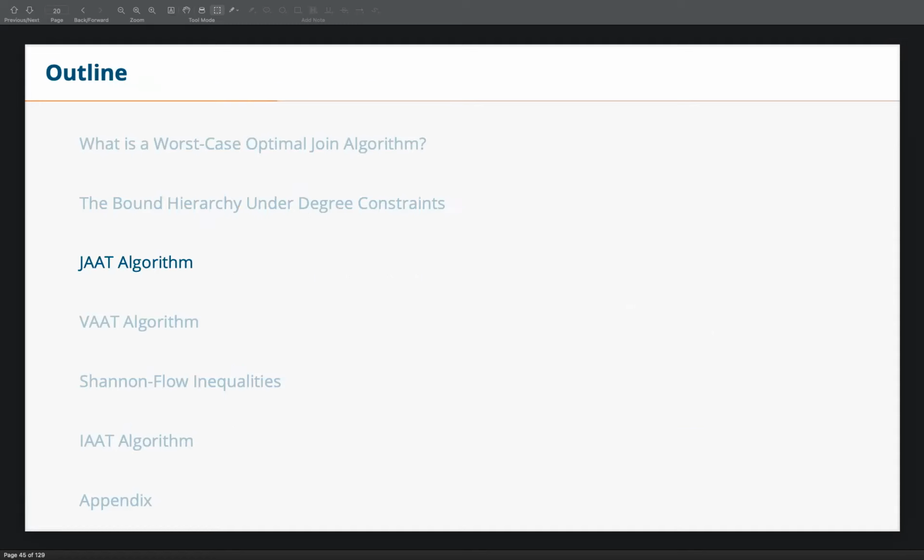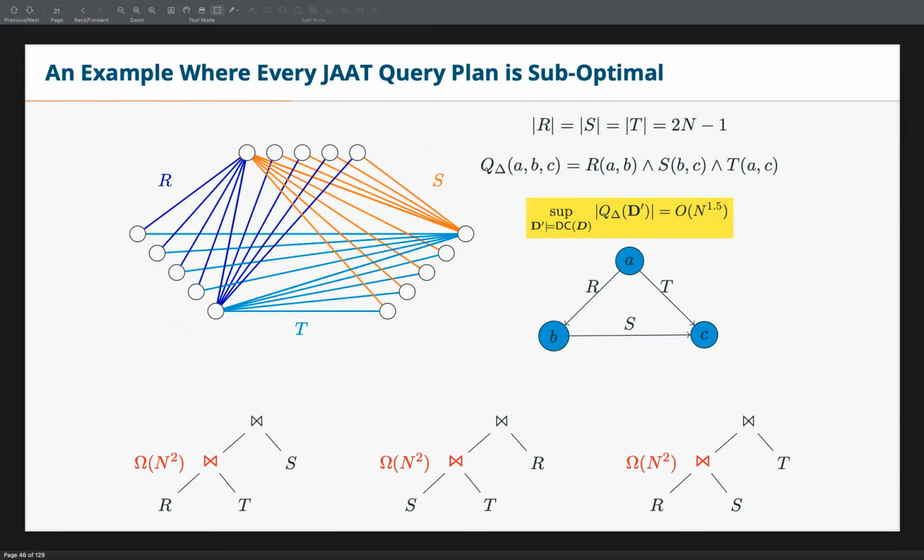Okay, so now that we know what the bound is, which means we know the target runtime that we would like to achieve, let's look at some algorithms to achieve this runtime. So there are 3 classes of algorithms. I have only one slide on one-join-at-a-time algorithms, and it's this slide.